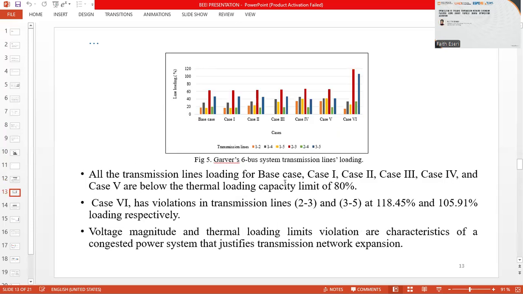Figure 5 shows the transmission line loading. You can see that for the base case, case 1, up to case 5, the line loadings are all below the thermal loading capacity limit of 80%. Case 6, however, has violations in lines 2-3 and 3-5, as shown in the graph. You can attribute that to the characteristics of a congested power system, which justifies network expansion.